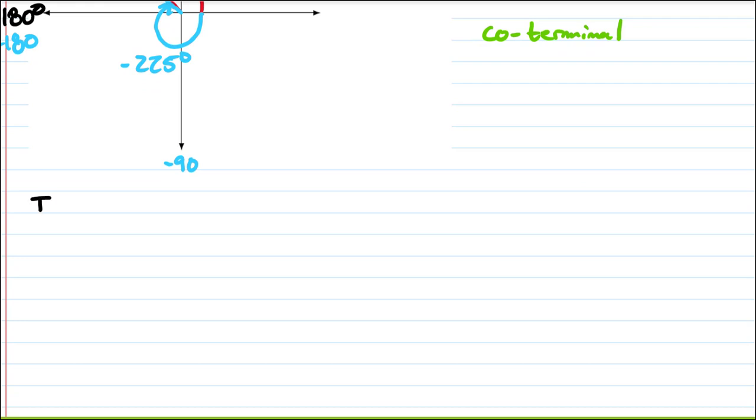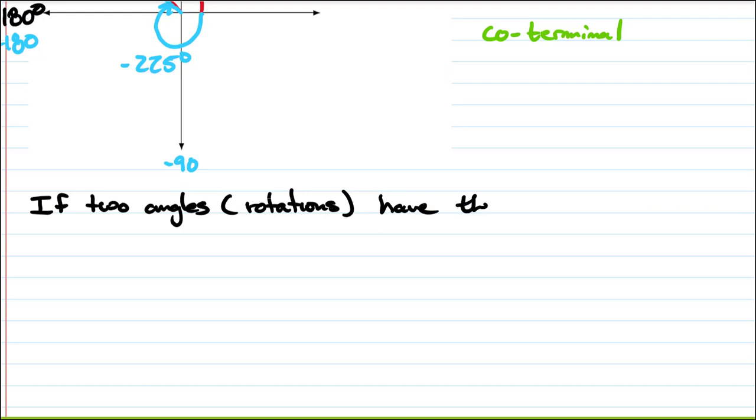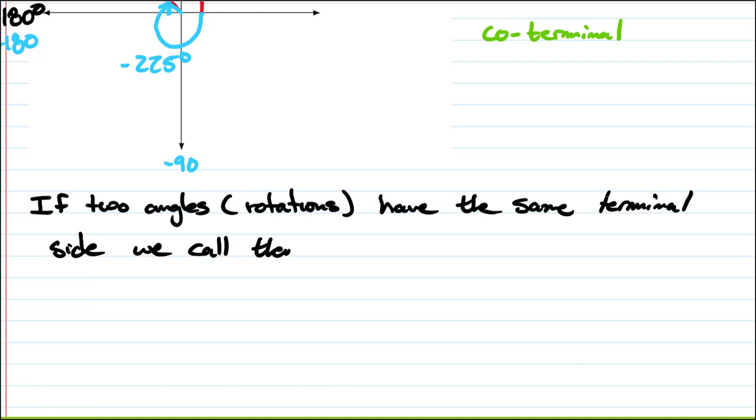So here's another definition. If two angles or rotations have the same terminal side, we call them coterminal angles.